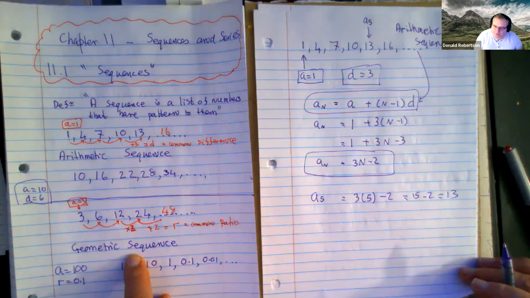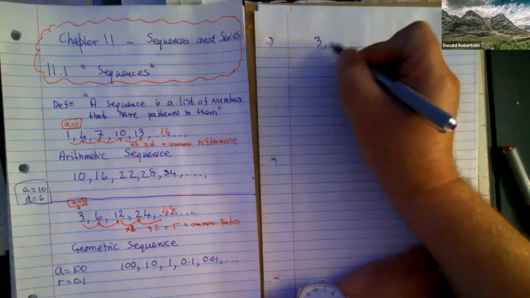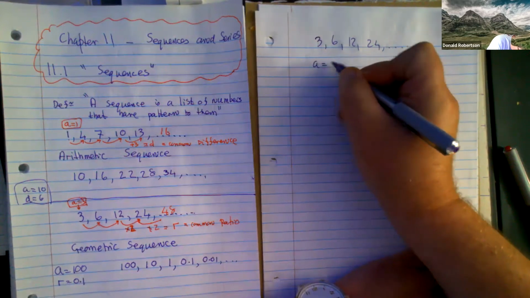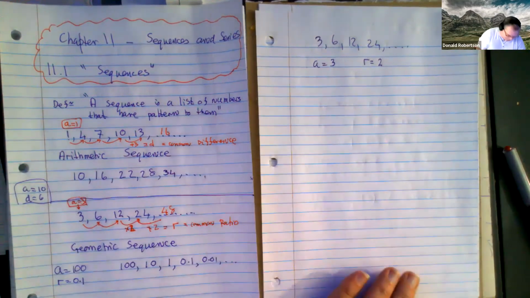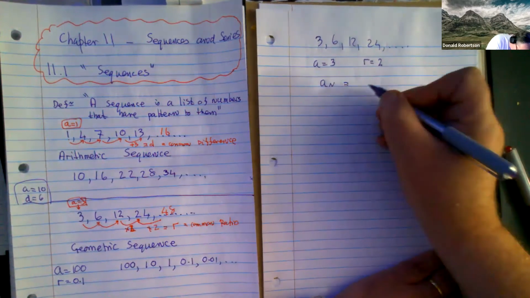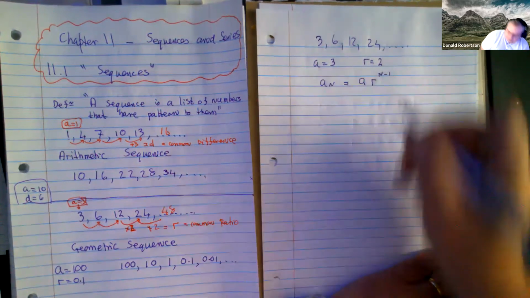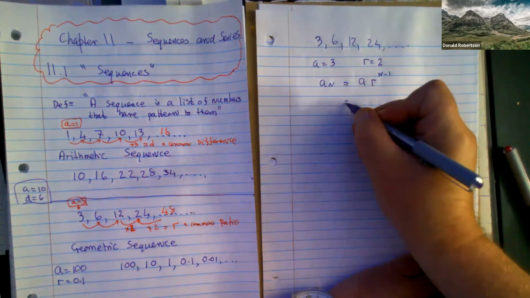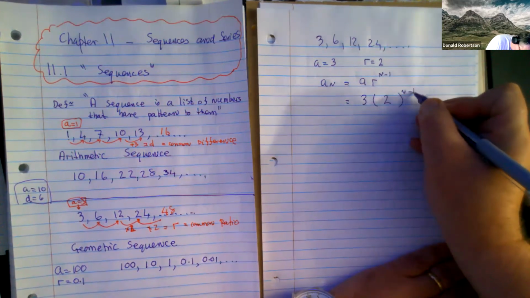Right. Let's look for a geometric sequence then. We have 3, 6, 12, 24, and so on. The first number is called A, and the common ratio was 2, right? Times 2, times 2. The formula for a geometric series, or sequence I should say, is A r to the power of n minus 1. Now, A is 3 and r is 2. So there's your formula.